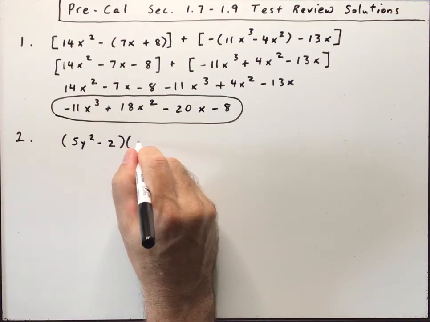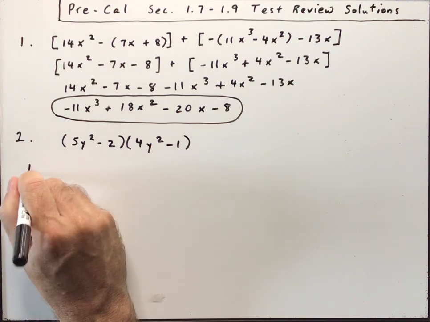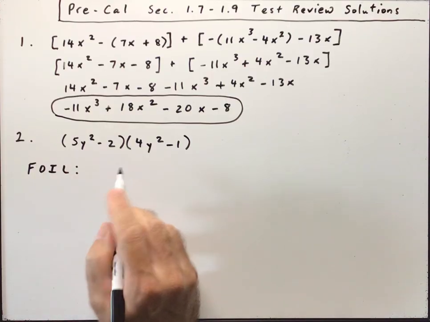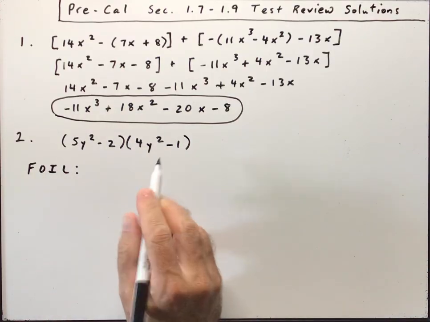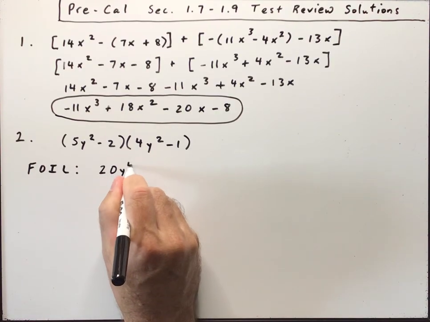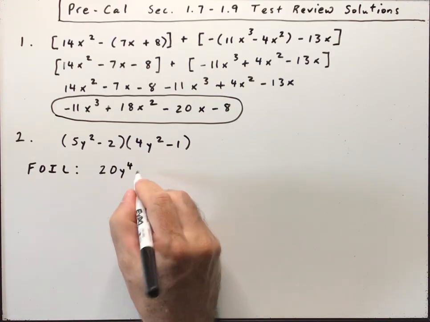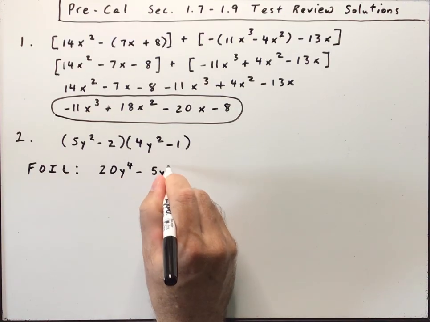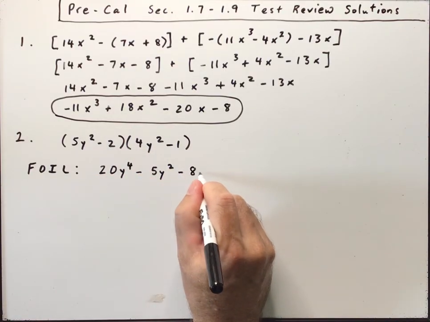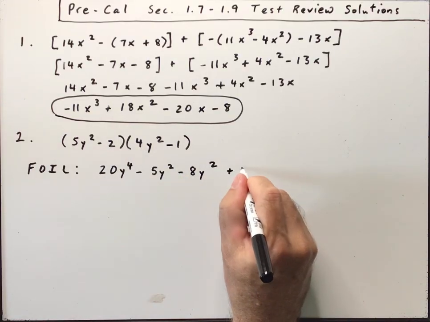All right, number two, we're going to multiply 5y squared minus 2 times 4y squared minus 1. So we're going to use FOIL. FOIL is something we're going to be doing a lot this year. So 5y squared times 4y squared would be 20y to the fourth. And then 5y squared times the outside negative 1 would be minus 5y squared. And then the inside would be negative 2 times 4y squared. So that's minus 8y squared. And then finally negative 2 times negative 1 would be plus 2.